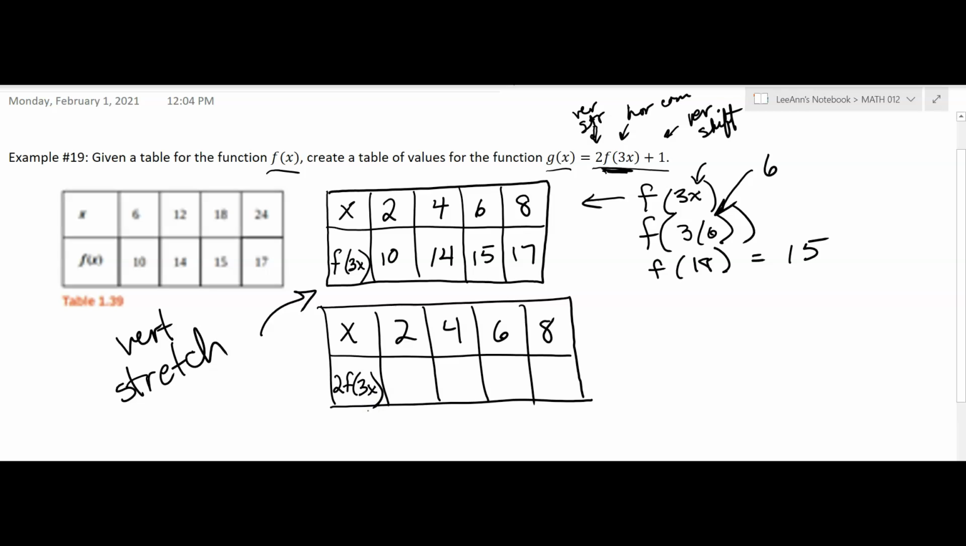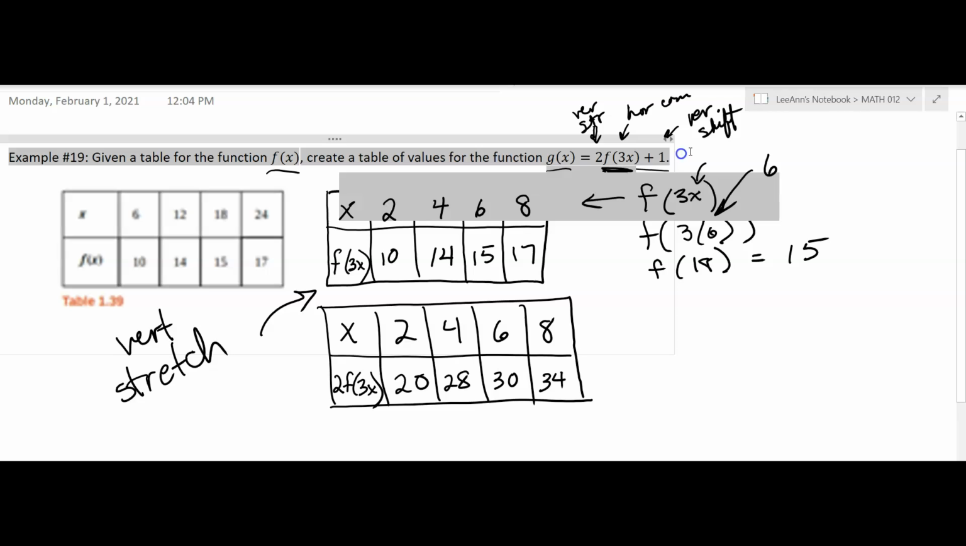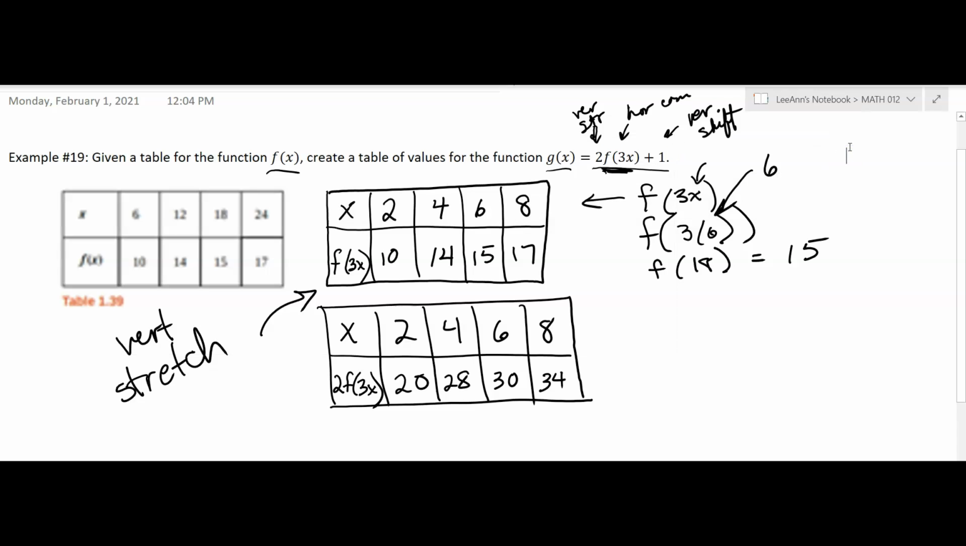So we're not going back to the original function, f of x. We're going to use f of 3x, and we're going to double those outputs. So I'm going to have 2 times 10 is 20, 2 times 14 is 28, 2 times 15 is 30, and 2 times 17 is 34. Then we've got one more piece of the puzzle, and that's going to be the vertical shift, which in that case we're adding 1. Okay, all right.